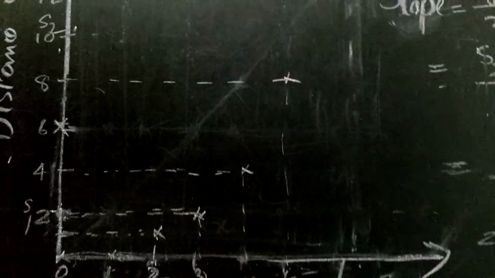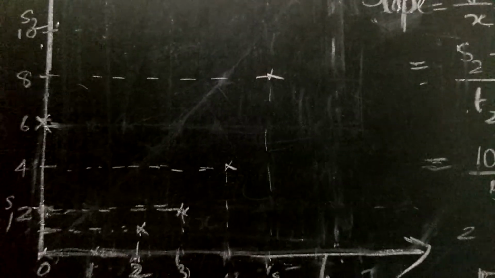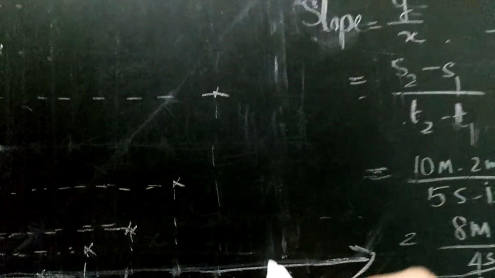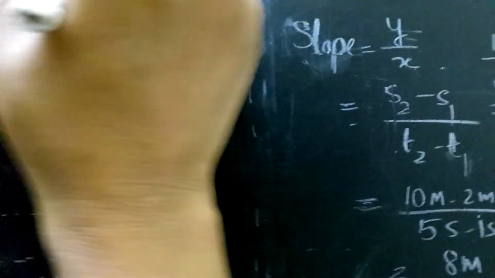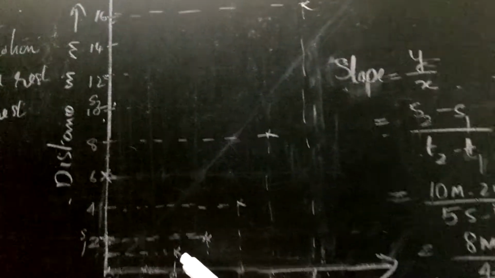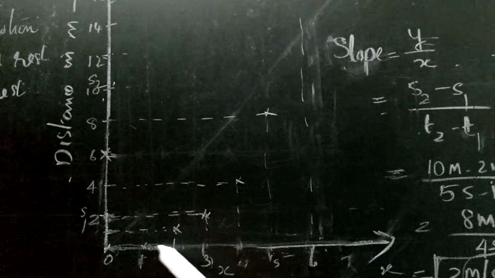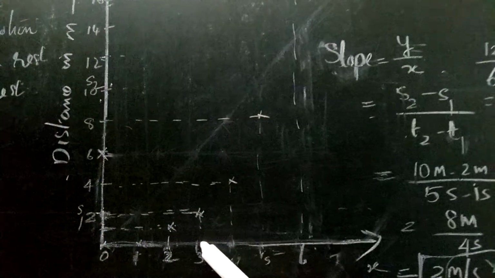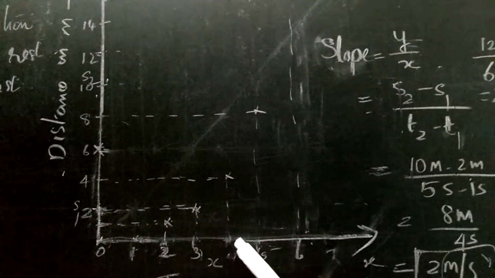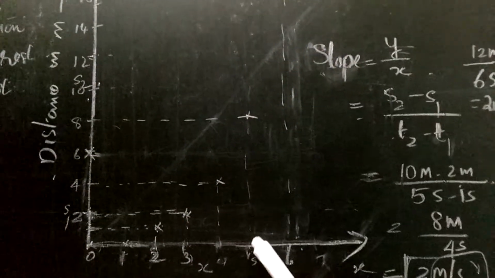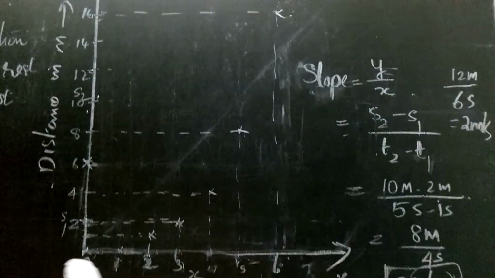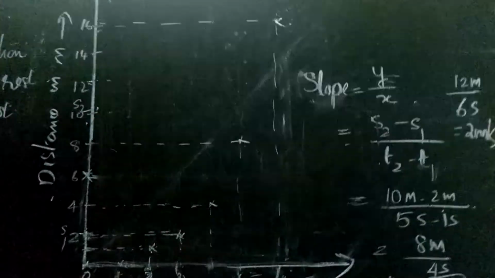Then in the 6th second it covers 16 meter. So in the first second it covers a very small distance, we cannot mark it. After 2 seconds it covers 1 meter, after the 3rd second it covers 2 meter, the 4th second 4 meter, after 5 seconds 8 meter, then the 6th second 16 meter. That means it covers more and more distance in each second.